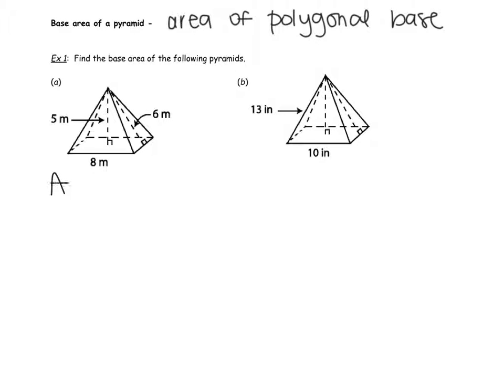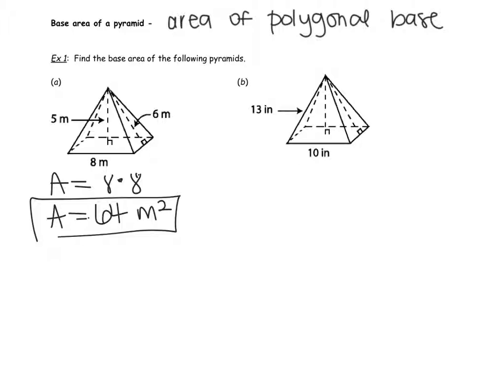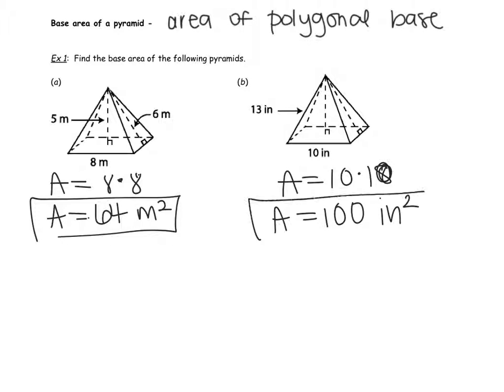So the way you find the area of a square is you do length times width, and because those are both the same, we're going to do 8 times 8, since the length and width of our base is 8 meters, so we're going to get that the area is 64 meters squared. We have another square pyramid in our second example, so the way we find the area is going to be 10 times 10, so that's going to give us an area of 100 inches squared.